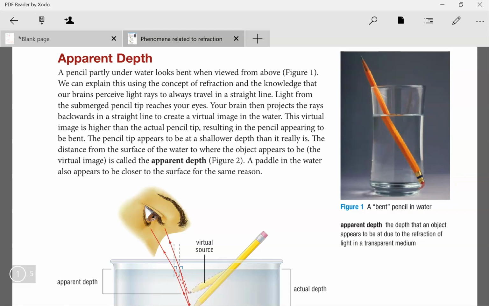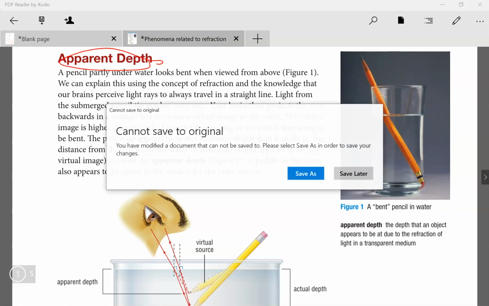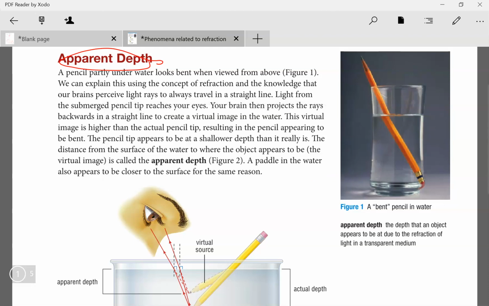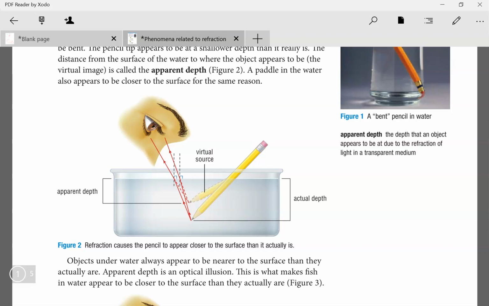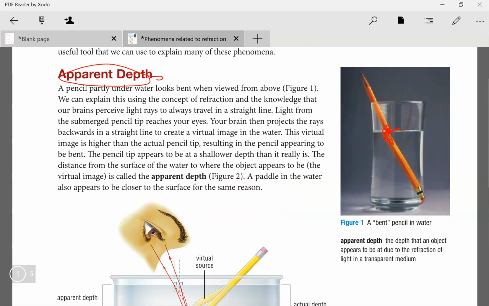So first explanation is apparent depth. Now, apparent depth is what happens, and you see this all the time when you have a piece of water. At the interface there seems to be some sort of displacement, if you will, like the pencil. You can see that the pencil is broken over here, or rather a bent pencil, I should say.